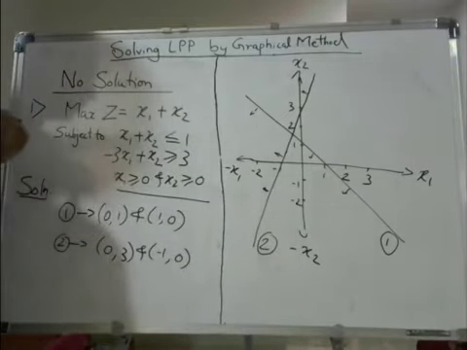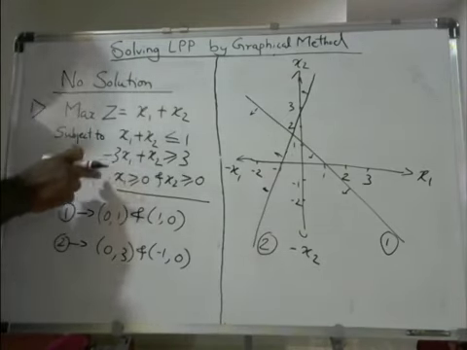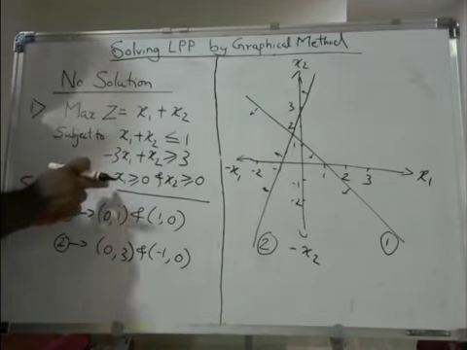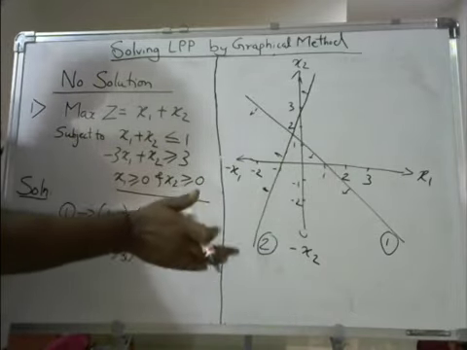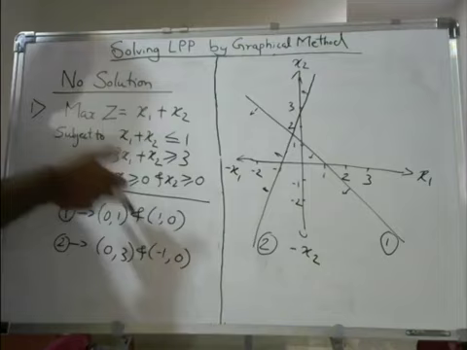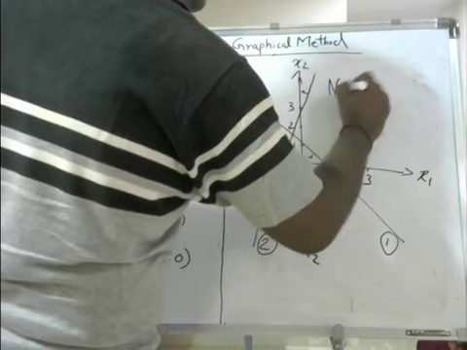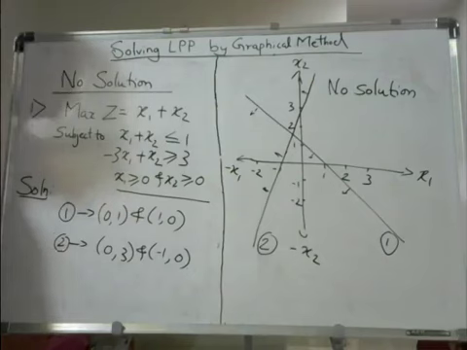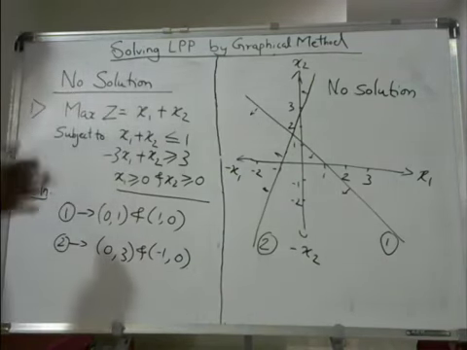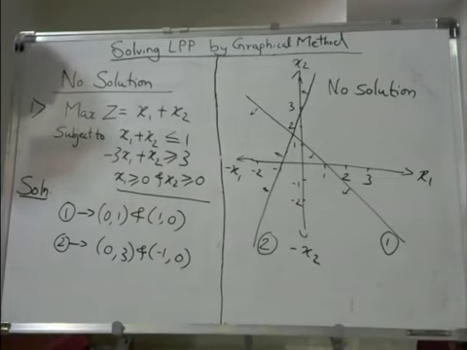So in all the previous problems we had a common area which satisfies the constraints here and even the non-negativity constraint. But here in this problem there is no common area which satisfies all these equations. So hence we can say that there is no solution to this problem. Now this is an example of an LPP which has got no solution to the problem. Okay, so this is a typical example.